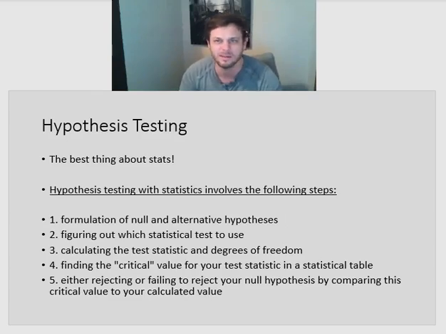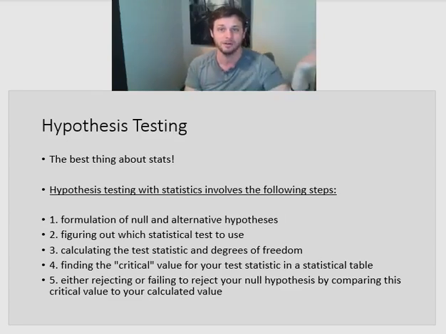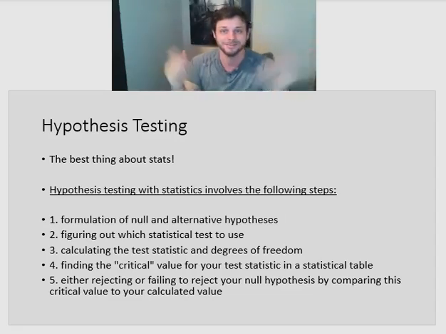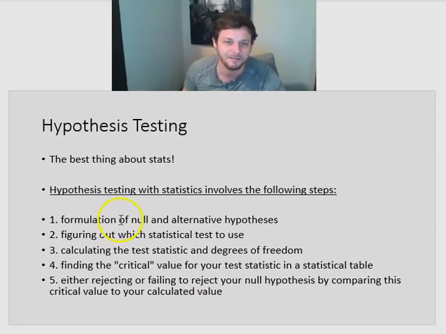We'll go through these in some examples in a little bit, but the null is basically saying there's no difference between this group and that group. The alternative is saying there is a difference. Then you need to figure out which type of test to use. There's a whole bunch of different tests, from correlations, t-tests, ANOVAs, MANOVAs, a whole lot of stuff out there.